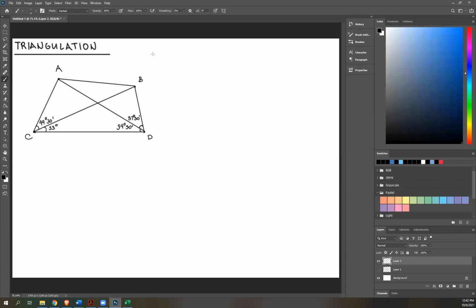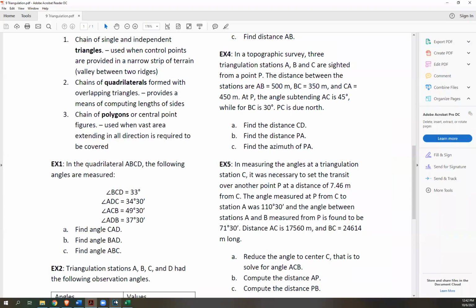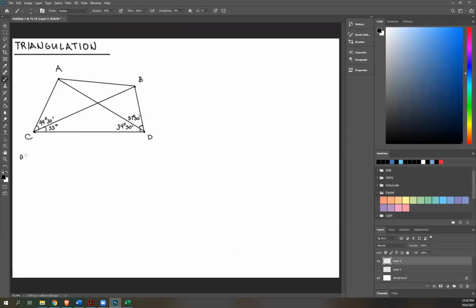Next step, solve for angle CAD. Angle CAD is over here, so you want to get that. One way to get that is to look for your triangles. So what if I consider this triangle over here?